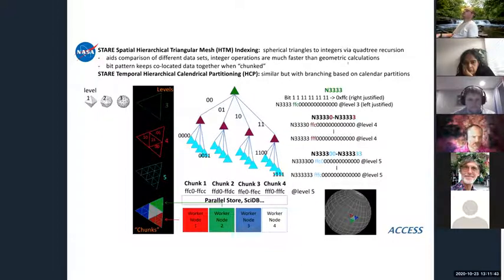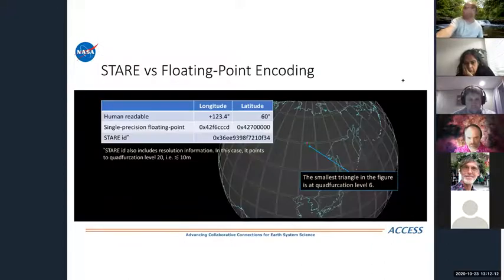So the temporal part is similar, but instead of subdividing regions of space, you're actually subdividing according to calendar partitions. That's a less developed part of the code right now, but the spatial part is actually working rather well. So once you have this way of numbering the trixels, these triangular elements on the planet, you can start to do some interesting things.